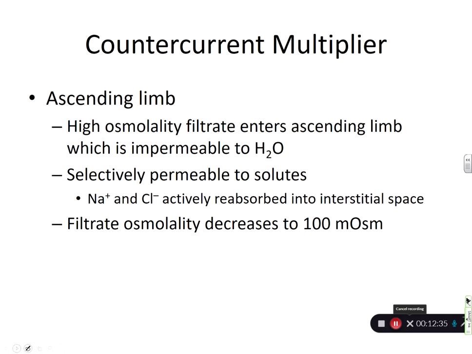Now on the way back up, are you able to get water out of that nephron loop on the way back up? Nope. What can you pass out of that loop on the way up? Only solute, right? So on the way back up, it's impermeable to water, but it is selectively permeable to solutes, specifically sodium and chloride. What are sodium and chloride if we put them together? Salt, right?